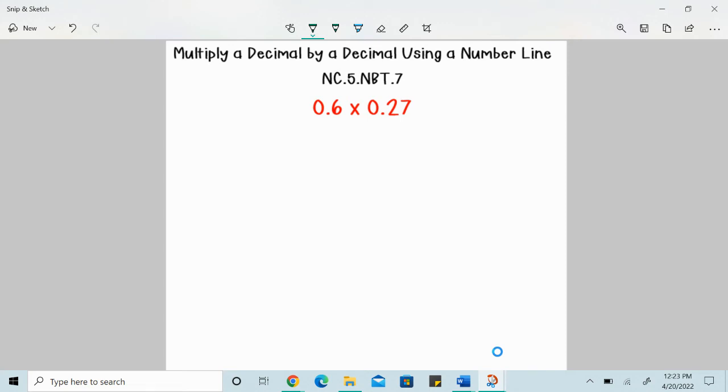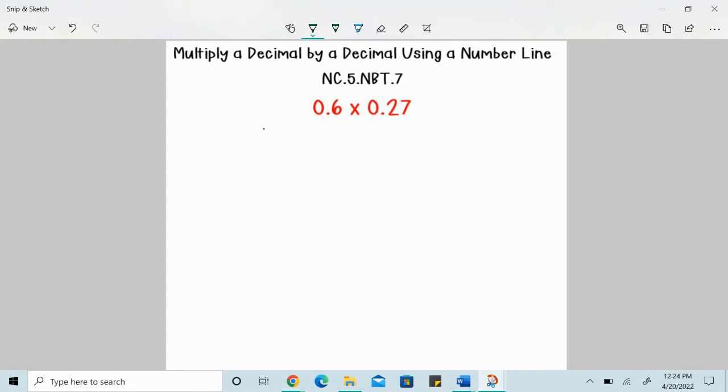In this video, we will look at multiplying two decimal numbers using a number line. The focus of this standard is to use models, drawings, and strategies based on place value to compute problems. Let's take a look at how we can solve 6/10 times 27 hundredths using a number line.